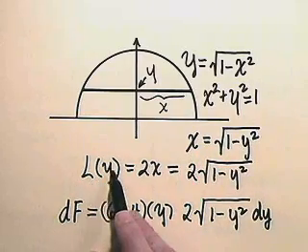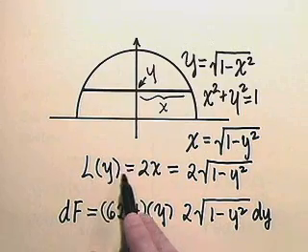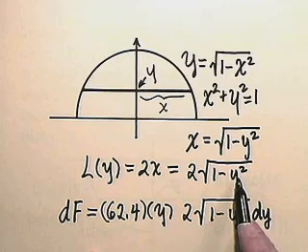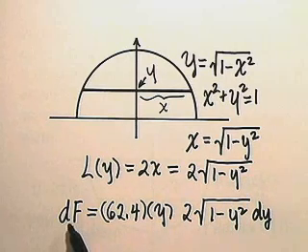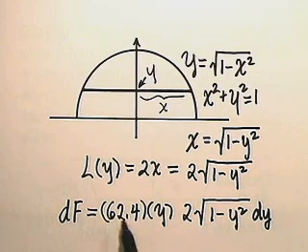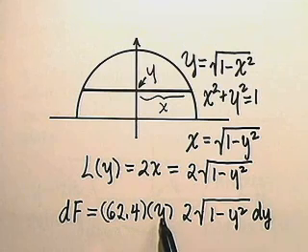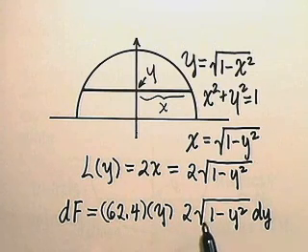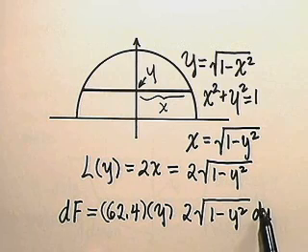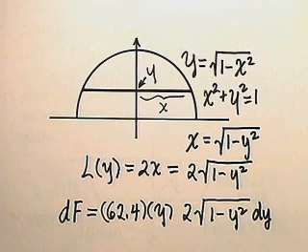So the length of the horizontal strip at height y is 2x, which is 2 times the square root of 1 minus y squared. So that means our little bit of force on that horizontal strip is the weight density of fresh water, 62.4, times the depth y, times the area of the little horizontal strip, which is twice the square root of 1 minus y squared times this little bit of vertical thickness, which is dy.